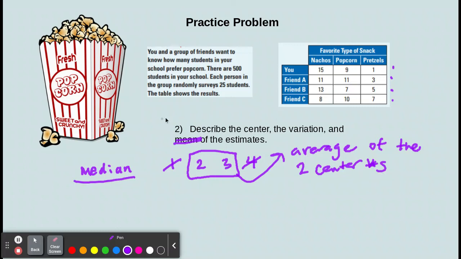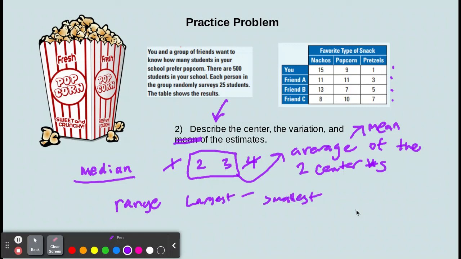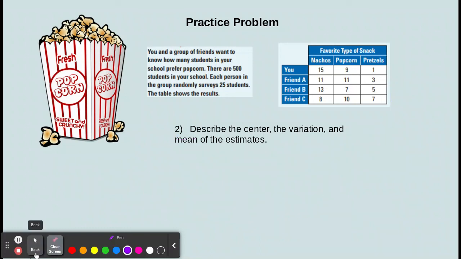Okay, a lot of times, if it's an odd number of data points, you're going to have an exact center. But in this case, we don't have an exact center. We have two numbers in the center, so we need to find the average or the mean of the two center numbers. Okay, that's finding the measure of center. Now for the variation, what was the variation again? It's the range. And range is the largest number minus the smallest. And that will give you your range. Okay, and that's it for 8.1.